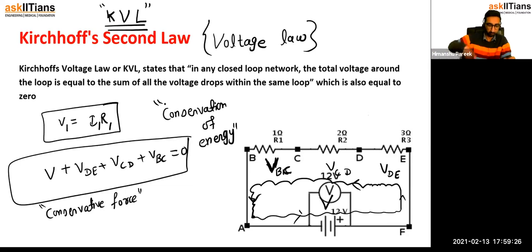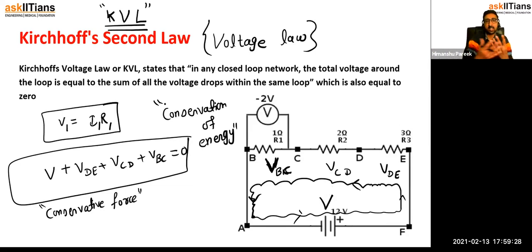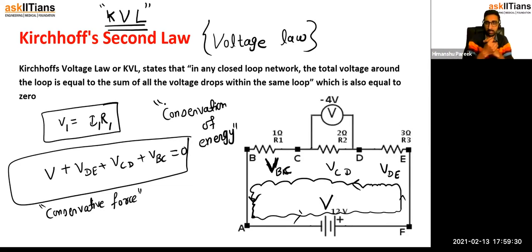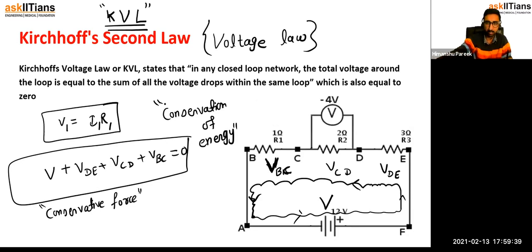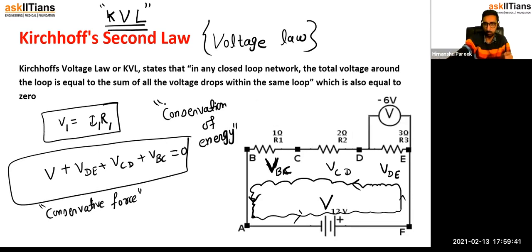Now, let us understand how to use these two laws in the circuit diagrams and how they would help us. So for that, I'll tell you some basic rules as well. And it's going to be very easy. Don't get scared of the complicated diagrams. It will be really easy for you to understand.